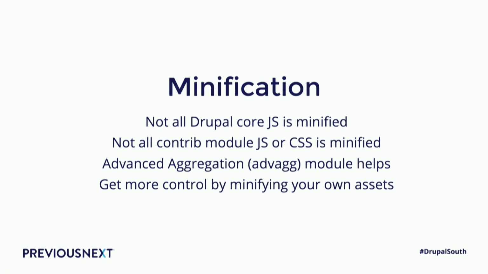Minification is the other part. I assumed that all of Drupal core assets were being minified as part of aggregation, which isn't the case. JavaScript isn't minified in core, only the CSS is. Looking at the contrib ecosystem, there's a lot of modules that have JavaScript and CSS loading into your site that aren't minified.